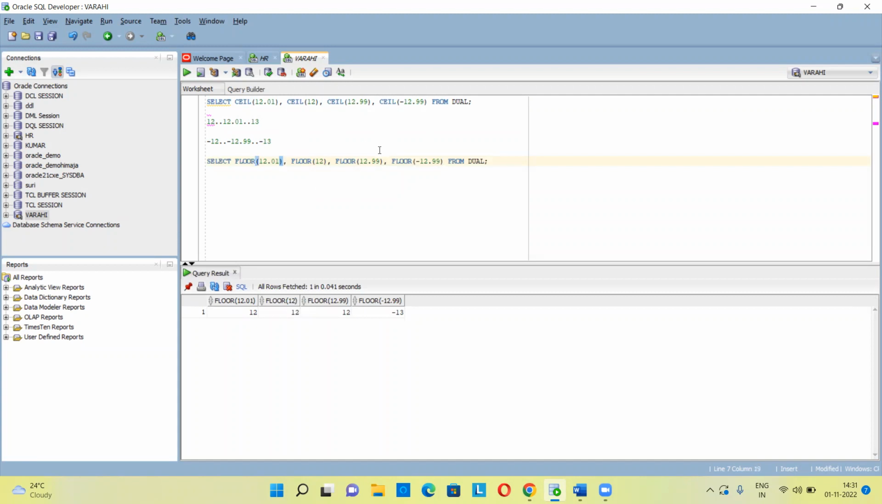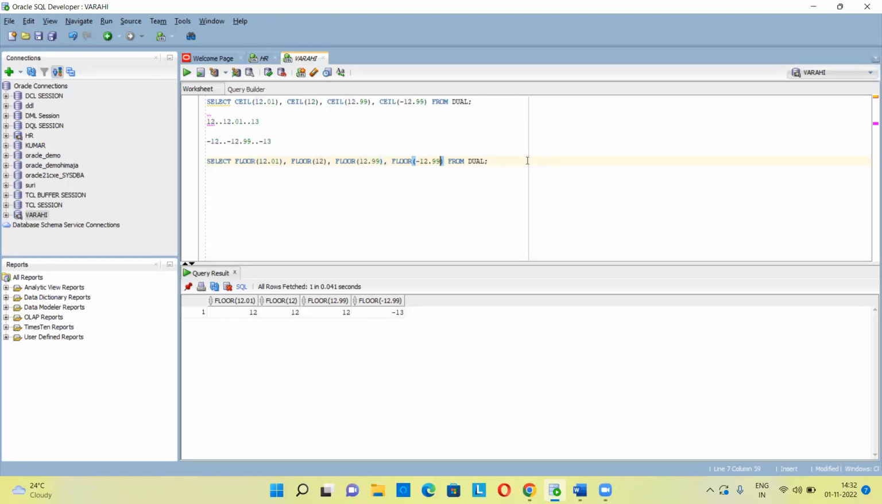So 12.01. What will be the before value to this 12.01? I mean the rounded value. Of course 12 only. So the output is 12 for that. 12 is already rounded, so 12 only the output. 12.99. What will be the before value to this 12.99? Of course, the nearest value is 12 only. So the output is 12.